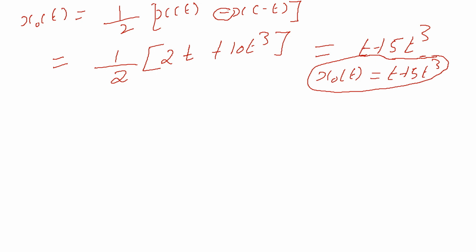In case you have doubts, you can post them in the WhatsApp group. So let's try to solve one more problem on the same issue, that is the even as well as odd. So x of t is equal to 1 plus t cube into cos cube omega t.